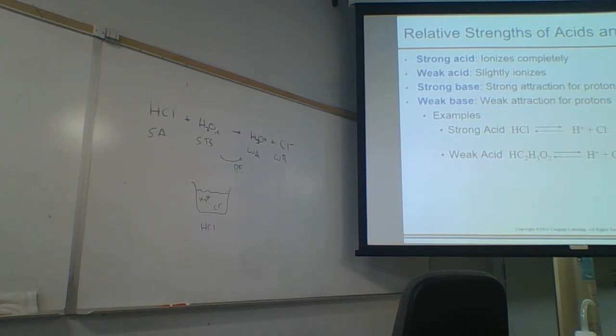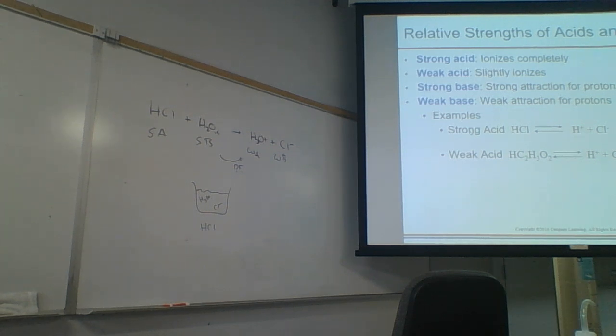And so there's a big difference here. If I look at a beaker of acetic acid, what I find most are acetic acid molecules and water. And then there's going to be a very small amount of hydronium and acetate. And so it's going to be like 99% acetic acid molecules, less than 1% hydronium and acetate.